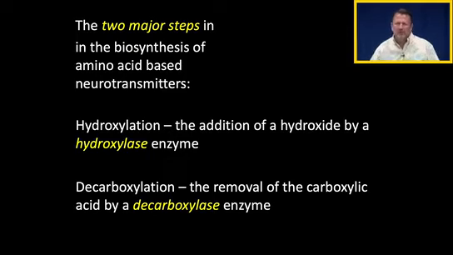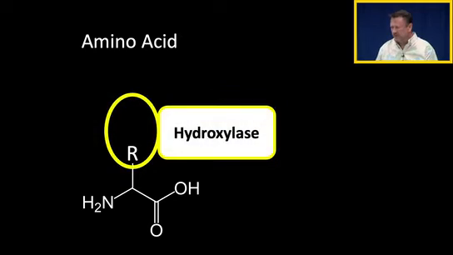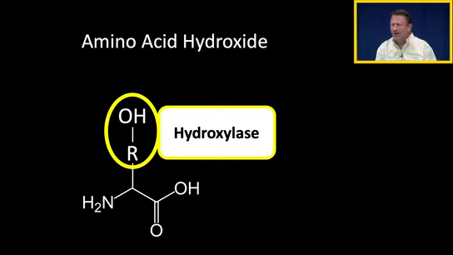All right, well, when you get lost in the synthesis of epinephrine, I just want you to know these two steps right here: hydroxylation and decarboxylation. All right, these are the two major steps in amino acid synthesis, and you can forget everything else as long as you just remember hydroxylation, decarboxylation. All right. So hydroxylation is quite simply the hydroxylase enzyme putting a hydroxide group on the R group.